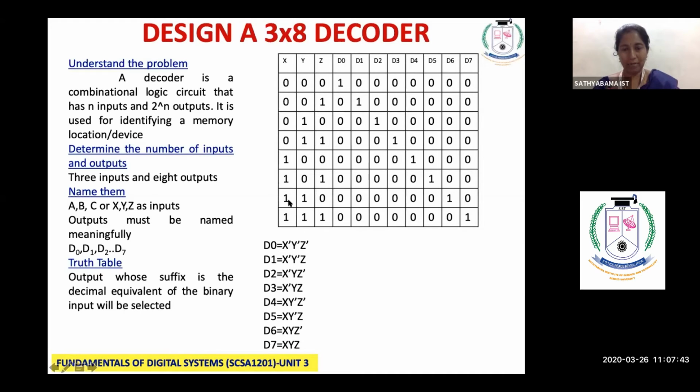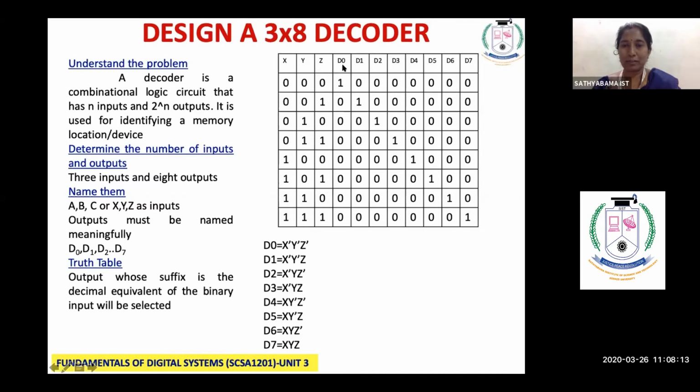Let us check randomly. Take 1, 1, 0. 1, 1, 0 is what? 4 plus 2 plus 0 is 6. So if I am right, D6 should be selected. See, check. D6 is selected. So that is why I have given you a clue for the truth table. See what I have written: the output whose suffix is the decimal equivalent of the binary input will be selected.